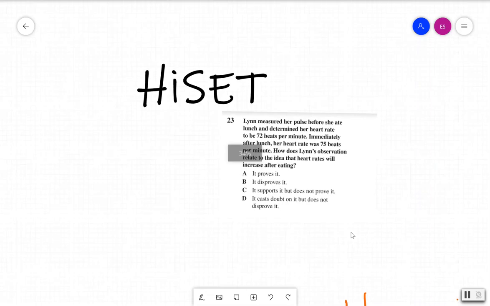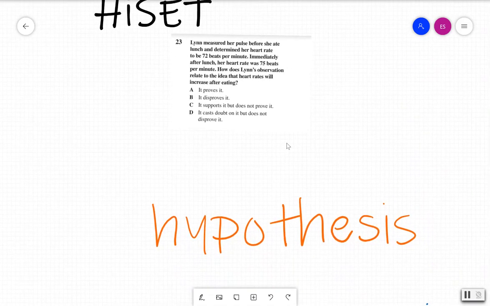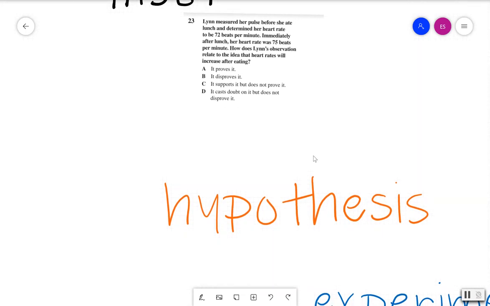That's something that's called a hypothesis. People form hypotheses or educated guesses about what they think will happen. It's formed by observation, and it's the driving question behind the experiment. So a hypothesis is basically saying, what do you think will happen? In this case, Lynn thinks that if she eats, then her heart rate will increase, and that is her hypothesis.